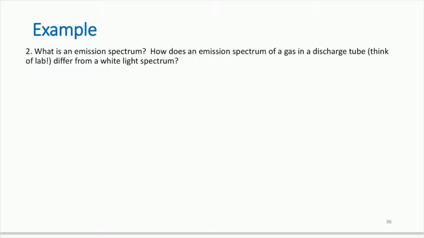Anyway, let's go ahead and look at it. What do I mean by this? What's an emission spectrum? Emission spectrum is when the electrons are going back down to their ground state. So the energy is being emitted in the form of light.